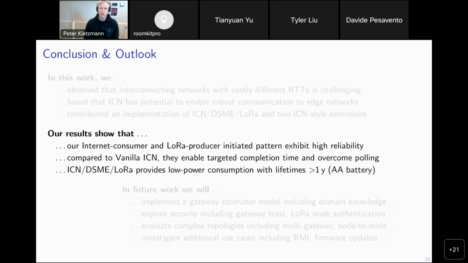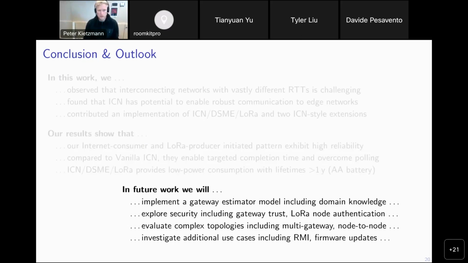Our results show that the two protocol mechanisms for internet consumer-initiated and LoRa producer-initiated communication exhibit high reliability. Compared to vanilla ICN, they enable targeted completion time and overcome polling. ICN DSME LoRa provides low power consumption and enables IoT node lifetimes of over 1 year when operated from an AA battery.